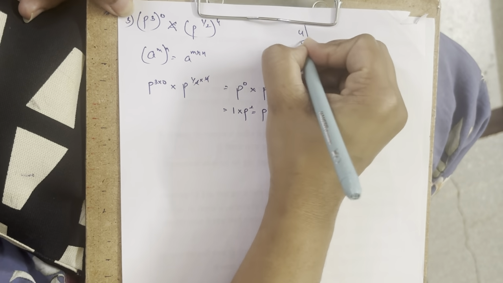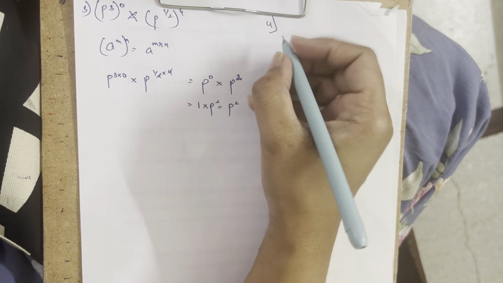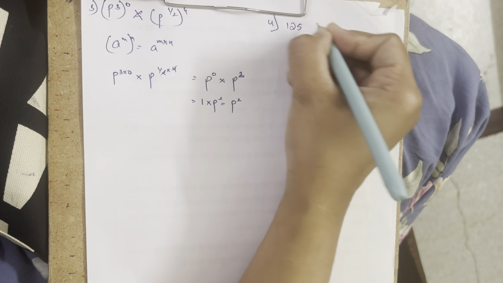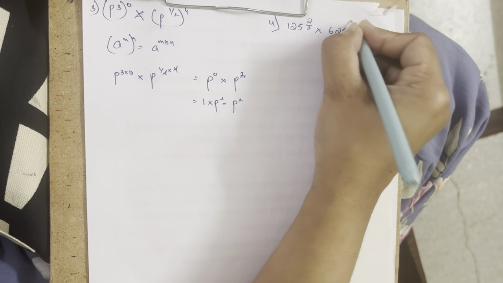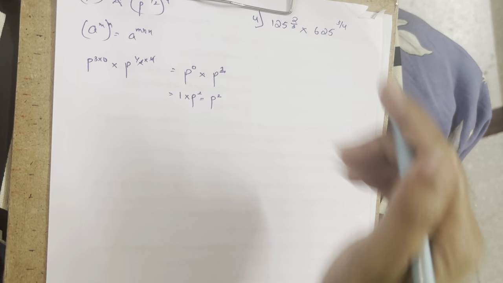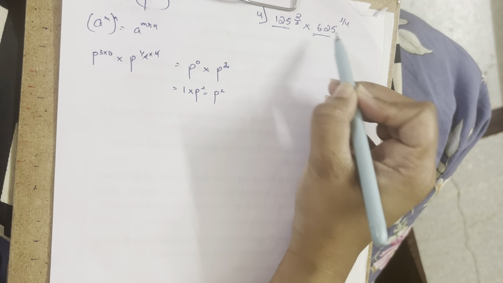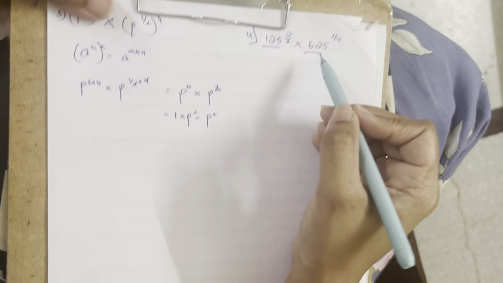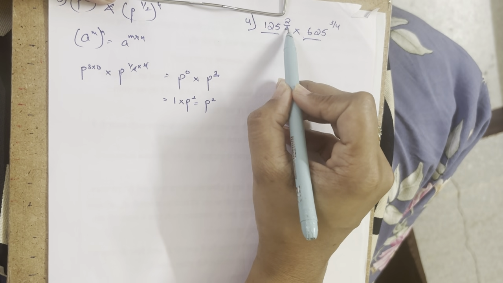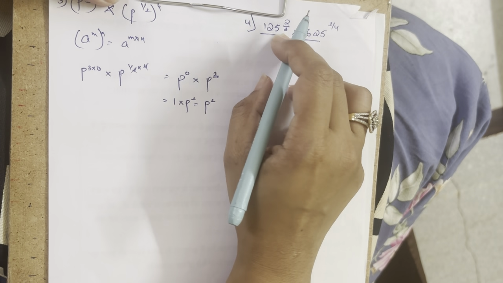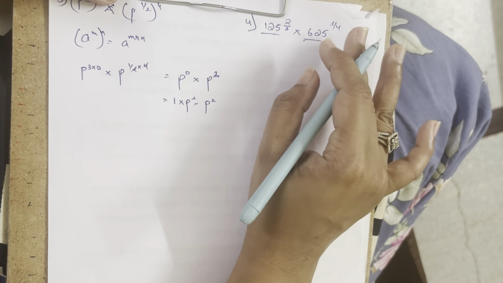Okay, moving on to the fourth question that is given. It is given as 125 to the power 2 by 3 into 625 to the power 3 by 4. That means these numbers have to be reduced. Okay, these numbers are required to be reduced to a certain value, so that I get it in the form of a power, or I have to write it somehow.